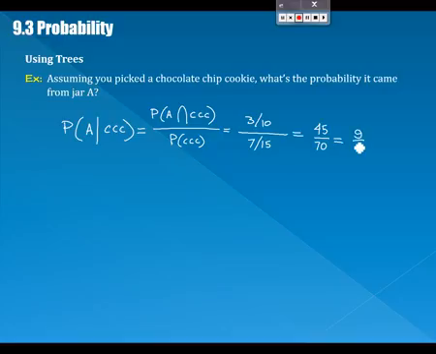9/14. I'll take your word for it. 9/14. Yeah. 5 into 70 is 14. Okay. Are we feeling good about that? Okay. Lots one can do with these questions.